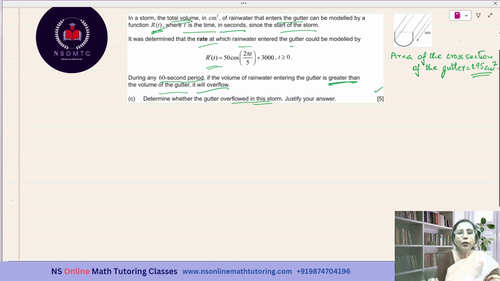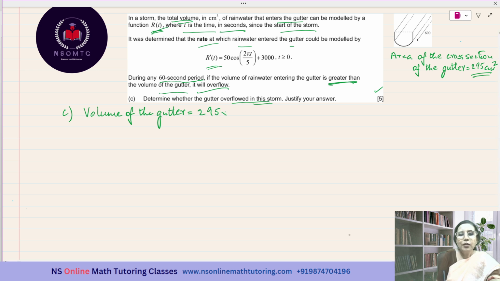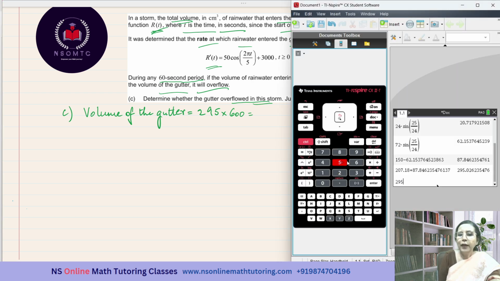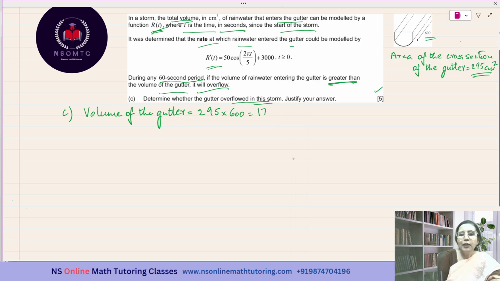Let us first find the volume of the gutter. The volume of the gutter is equal to 295 times 600, which is 177,000 cm³.